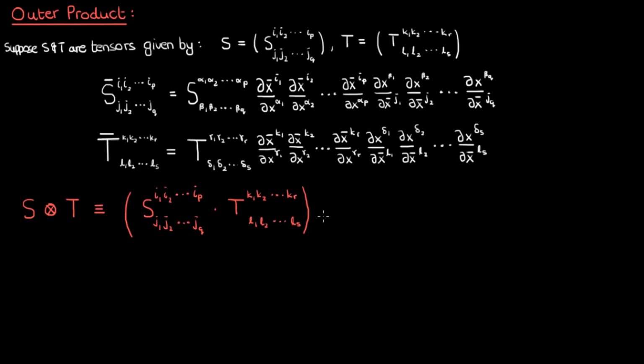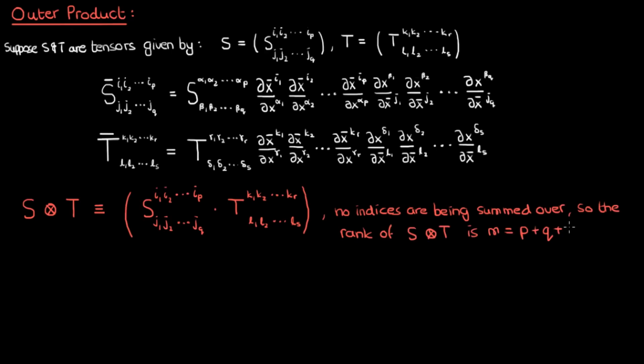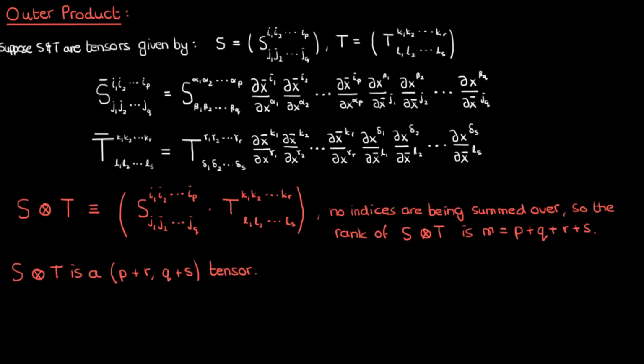Similar to an inner product, an outer product effectively combines two tensors. The difference here is that I'm not summing over any index, so there are no indices that disappear when we calculate outer products. Therefore, the rank of an outer product is the sum of the ranks of the individual tensors S and T. In addition, the outer product has a contravariant rank of P plus R, the sum of the contravariant ranks of S and T, and a covariant rank of Q plus S, which is the sum of the covariant ranks of S and T. I invite you to prove this statement using the transformation laws of S and T and the definition of outer product.